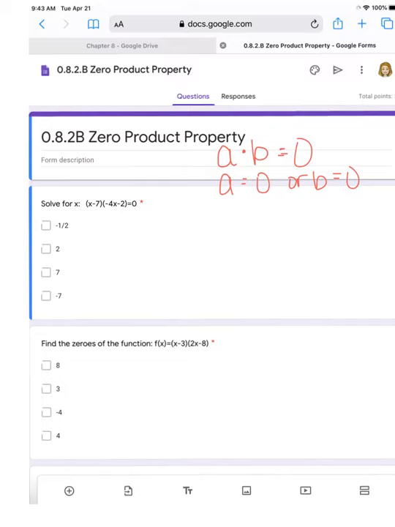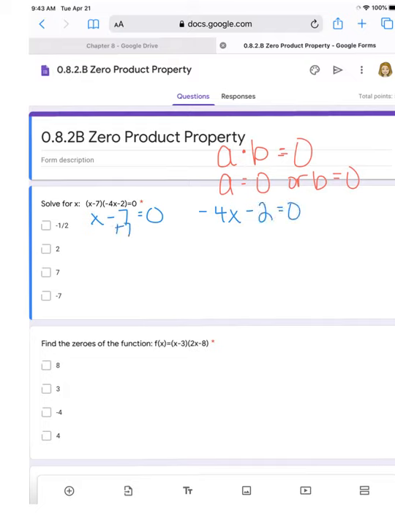So in the first one, if they say you have x minus 7 times negative 4x minus 2 and it equals 0, then one of those two things has to equal 0. So you're basically going to set this up and say, all right, let's say x minus 7 equals 0. And then the other one will be negative 4x minus 2 equals 0. So you just have two equations to solve.